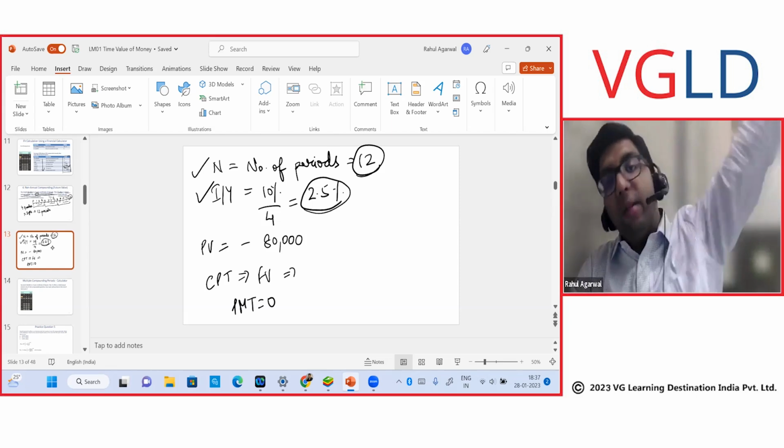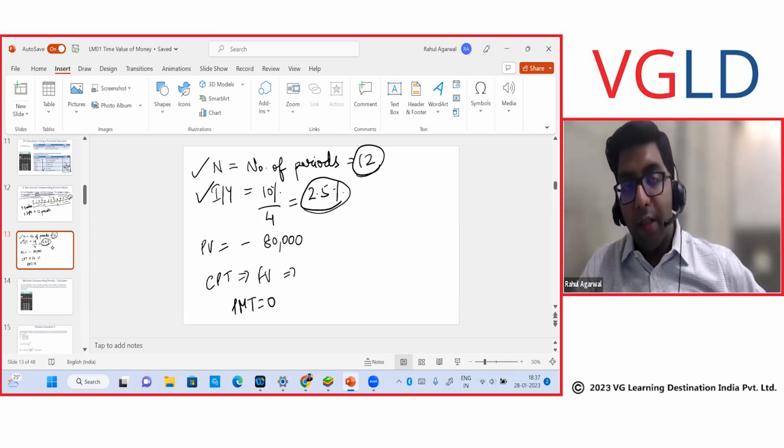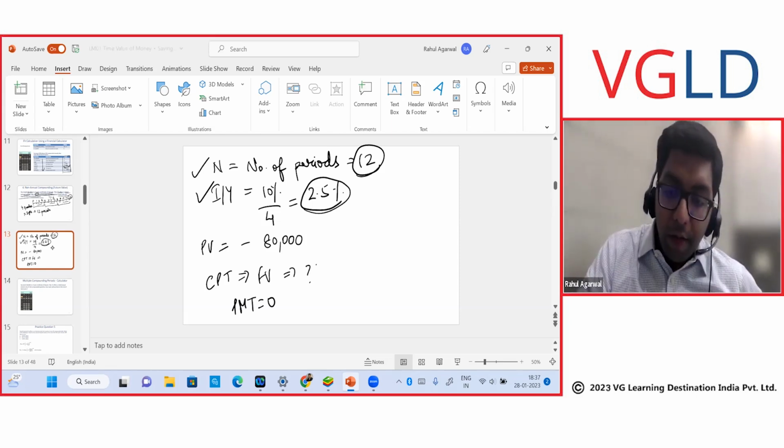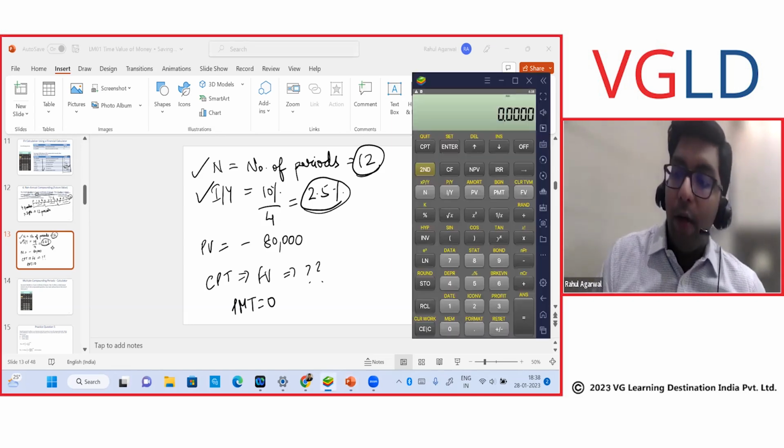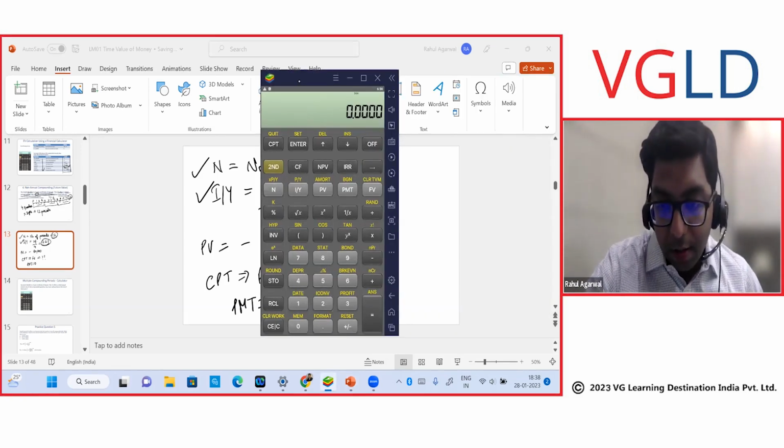Just you invest 80,000 and you get some money after 12 periods, or 3 years. How much is that money we need to find? So now come to the calculator. Look at the screen, guys.